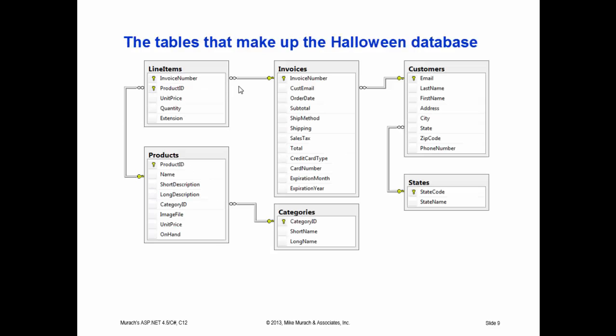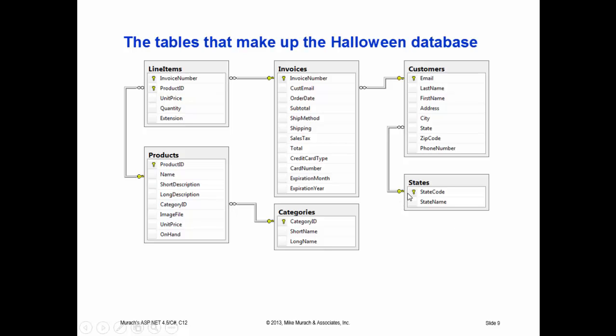These are some of the tables that make up the Halloween database, the example database from the book. So, I like this chart very much. It's a database diagram, simple. You can see the relationships between the tables. So, you've got products is a one-to-many. The little infinity sign is one-to-many line items. Invoices is one-to-many to the line items, etc., etc.